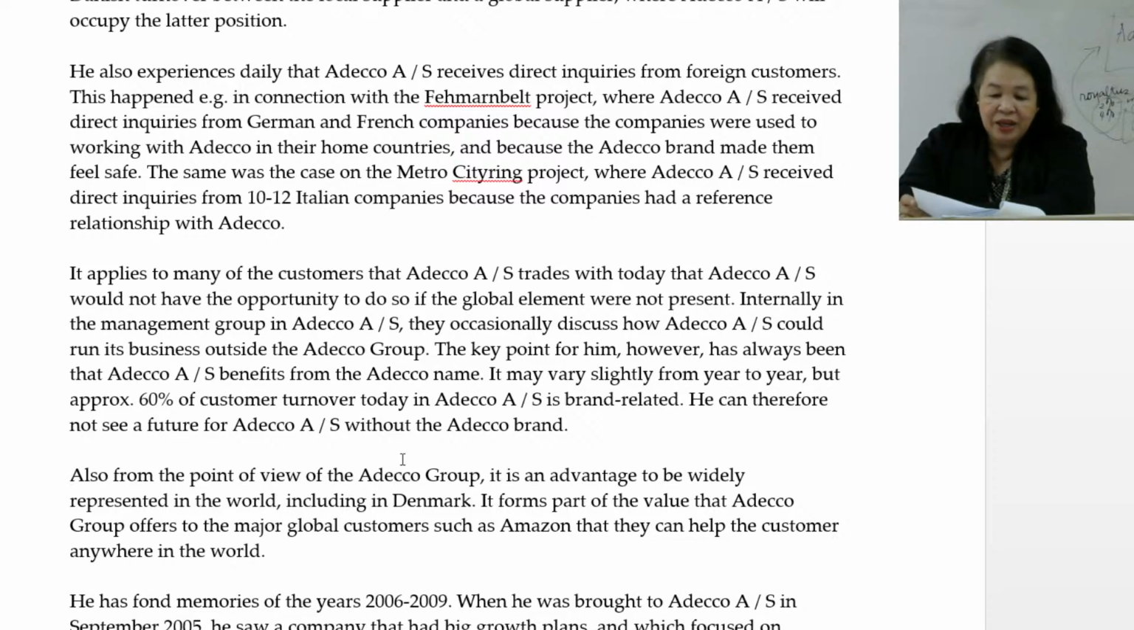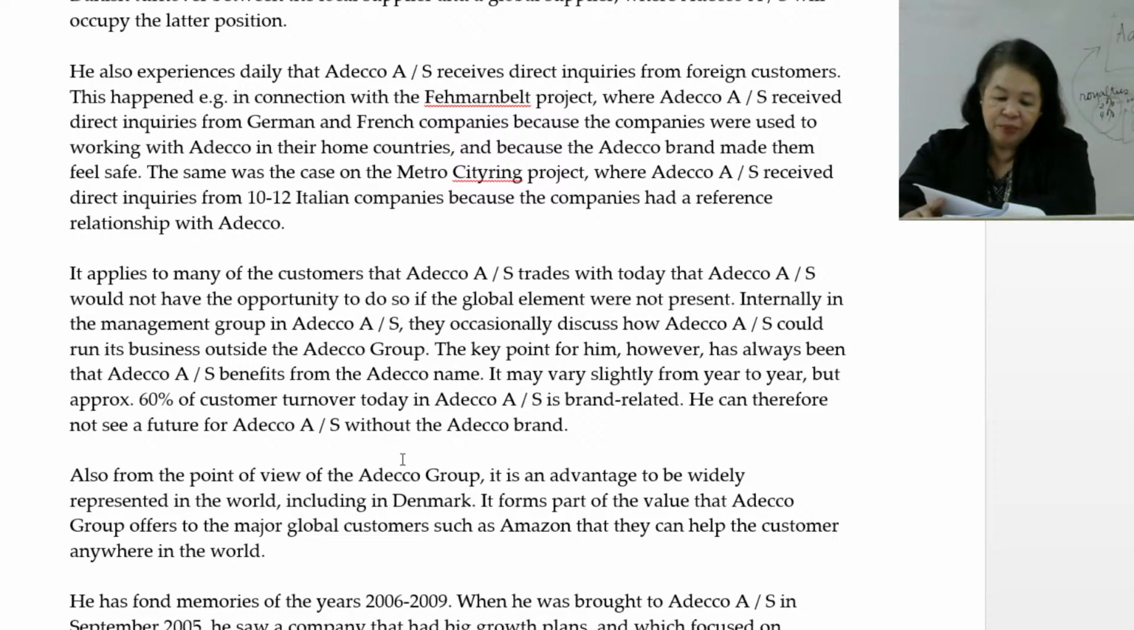So, it applies to many of the customers that Adecco AS trades with today that Adecco AS would not have the opportunity to do so if the global element were not present. No? So, kung hindi daw present yung global element nila, wala yung mga ganong transactions. No? So, internally, in the management group in Adecco AS, they occasionally discuss how Adecco AS could run its business outside the Adecco Group. No?